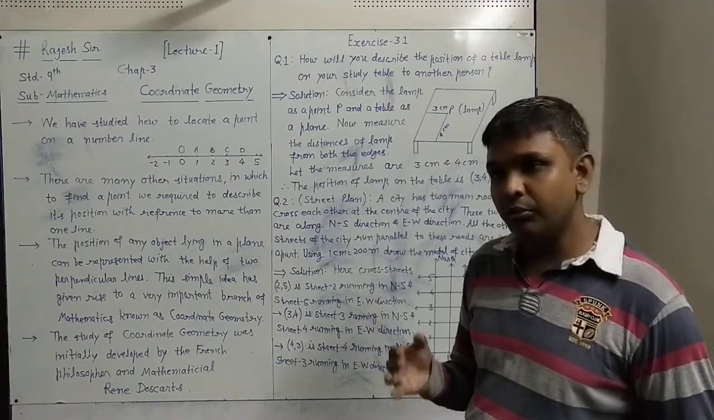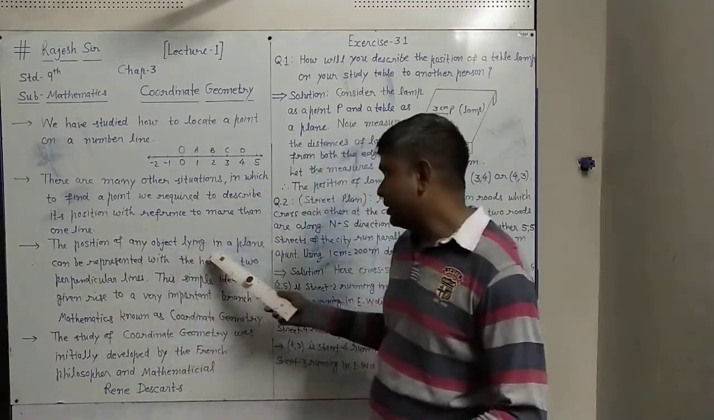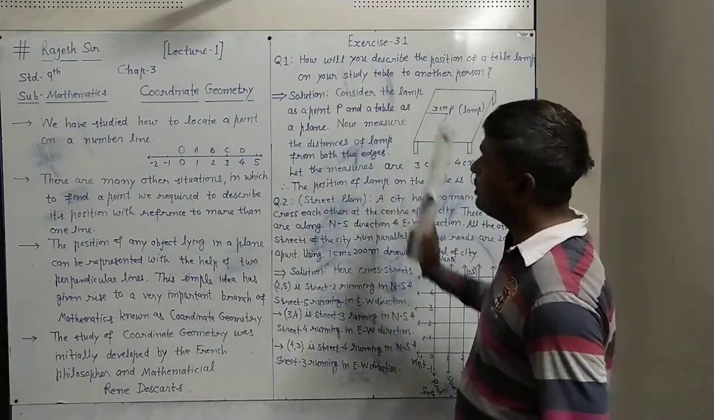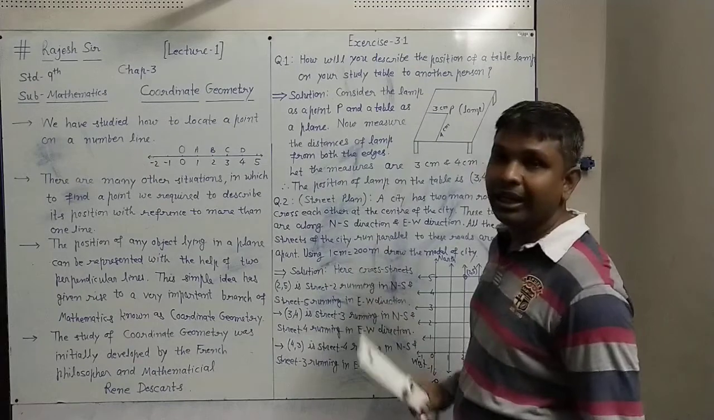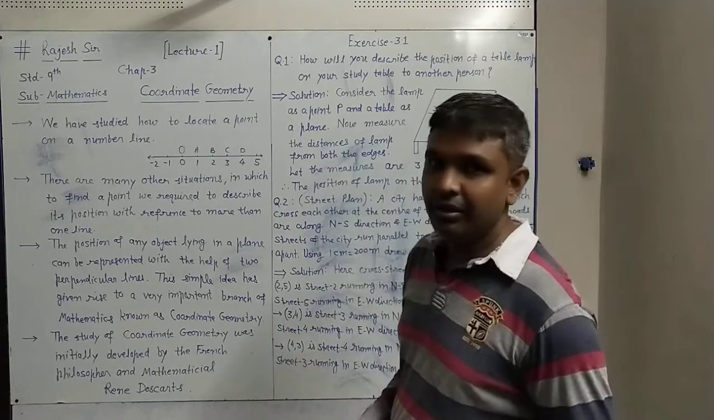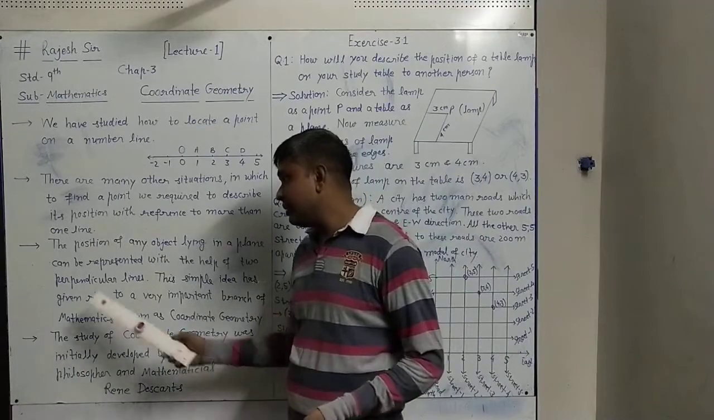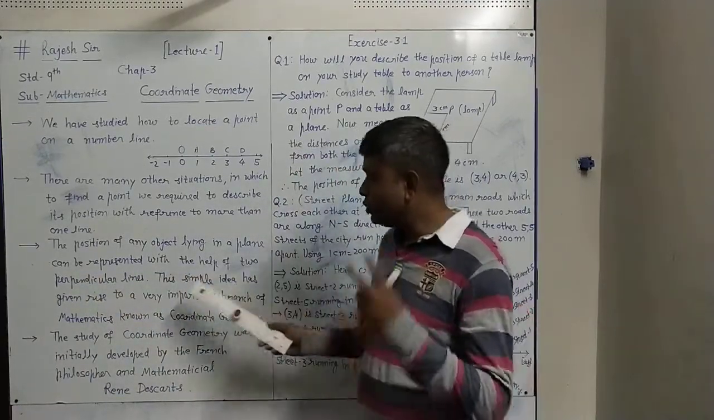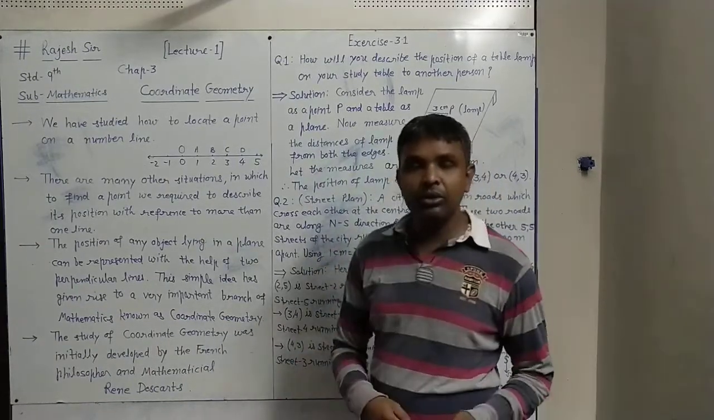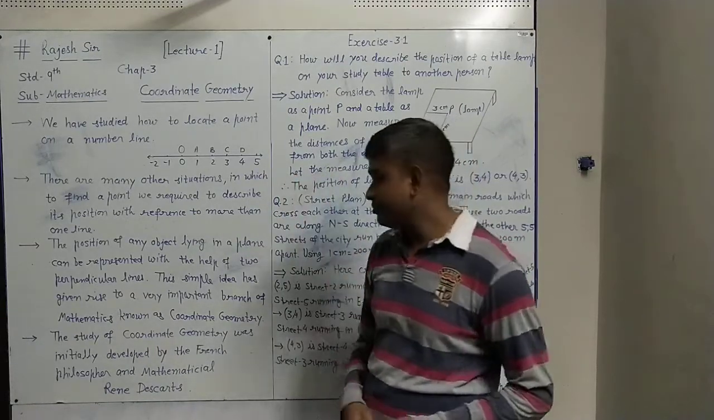Sometimes, to locate a point, we need more than one line. For the position of any object lying in a plane, one number line will not be enough to locate that point. So how many lines do we need? In a plane, if an object or point is given, it can be represented with the help of two perpendicular lines. We will see this in the examples also. We need two perpendicular lines to locate a point or any object on the plane.